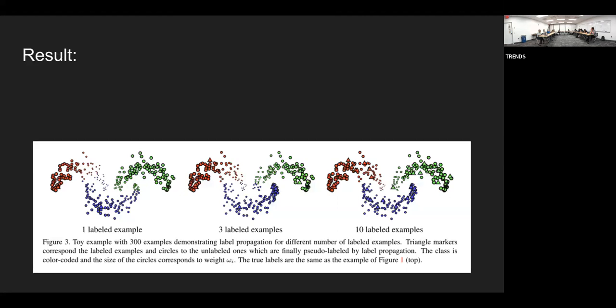Here are some sections from their results section. The image on the left shows when you just have one labeled data example and it propagates through the unlabeled data. This is for three classes. On the right is for n labels. So how can we infer green or blue on the left? Oh, one example per class.